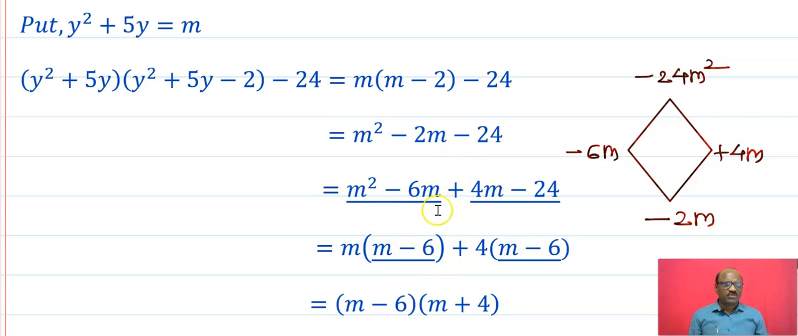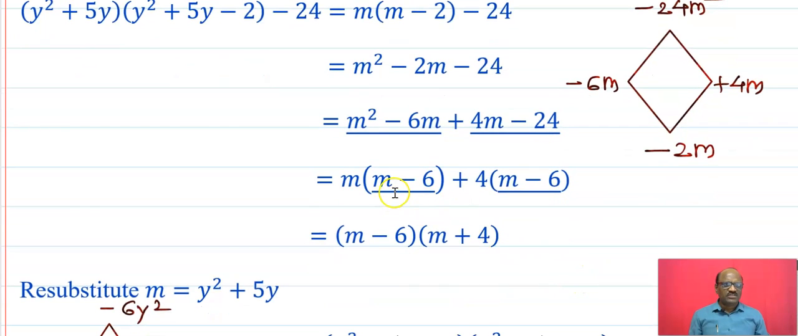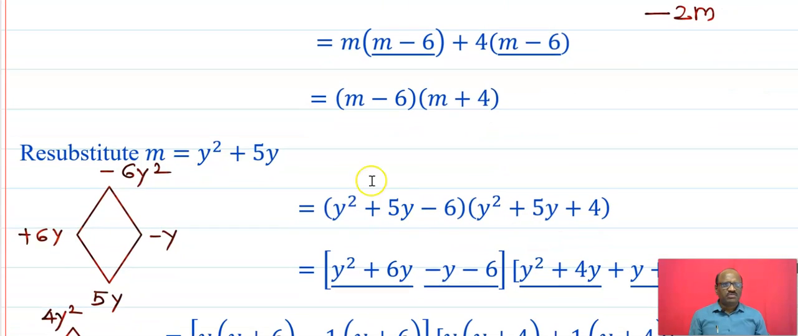Again take the common from the first two. It's not a number but a variable, m is common, then in the bracket you will get m minus 6. In the next two, the number 4 is common, m minus 6. And what is it? m minus 6 into m plus 4. Now resubstitute the value of m, which is y² plus y. So y² plus y minus 6, and in the next bracket y² plus y plus 4.